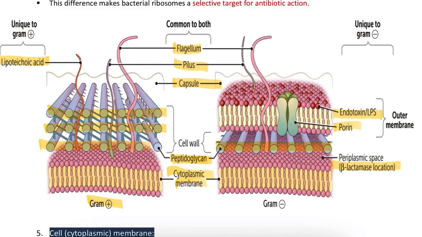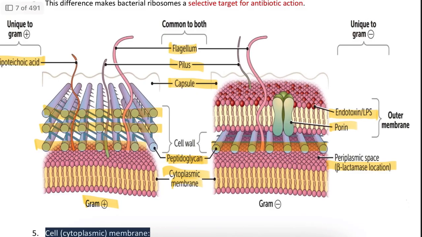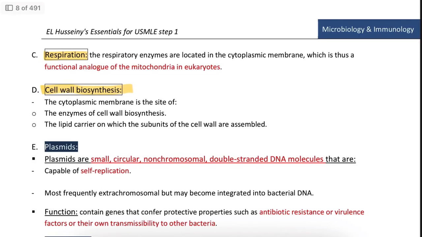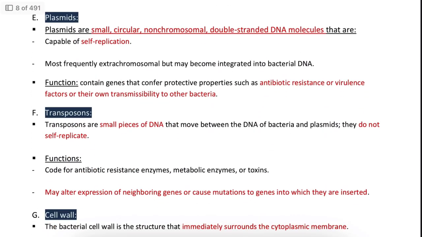Okay, so next we are going to see plasmids. What are plasmids? Plasmids are small circular non-chromosomal double-stranded DNA molecules that have self-replicating capability. They are extrachromosomal, meaning they exist outside the main bacterial chromosome, and are capable of self-replication independently of chromosomal DNA.